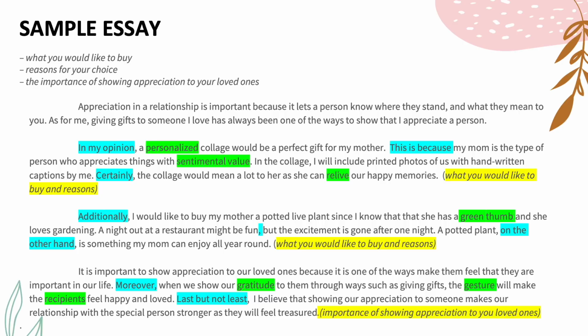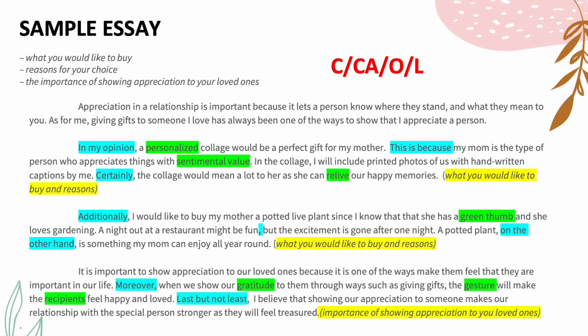It is important to show appreciation to our loved ones because it is one of the ways that make them feel that they are important in our life. Moreover, when we show our gratitude to them through ways such as giving gifts, the gestures will make the recipients feel happy and loved. Last but not least, I believe that showing our appreciation to someone makes our relationship with a special person stronger as they will feel treasured.